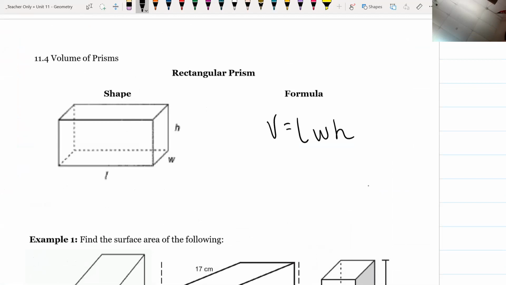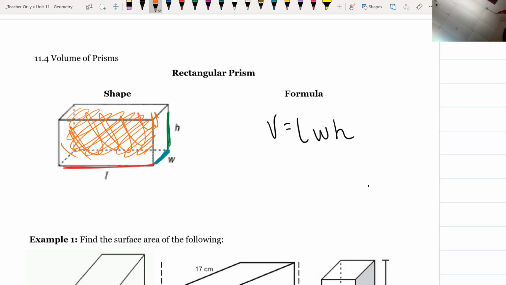Okay, where we do our length times our width times our height. Okay, and that's going to fill in the inside of the square, or the cube, the inside. Okay, because that's how much space is inside. That's how much it could hold. Okay, so that's what volume means.